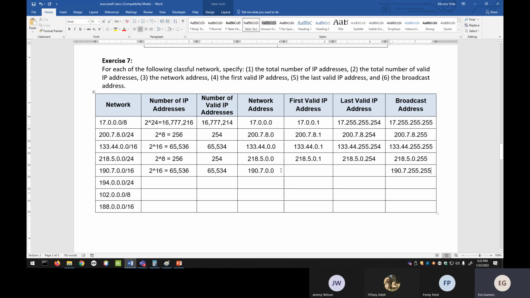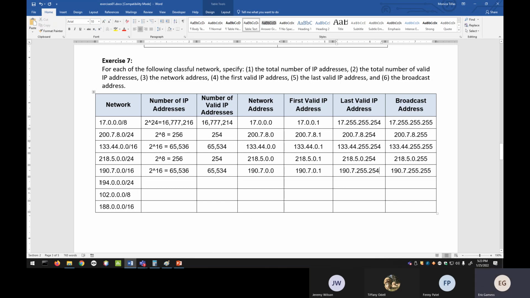Now that you have the network address and the broadcast address, the first valid is very easy to get because it's 1 IP address after this one. So 1 IP address after this one is this one. And the last valid IP address is very easy to get. It is 1 IP address before the broadcast address, which will be 190.7.255.254. Okay?